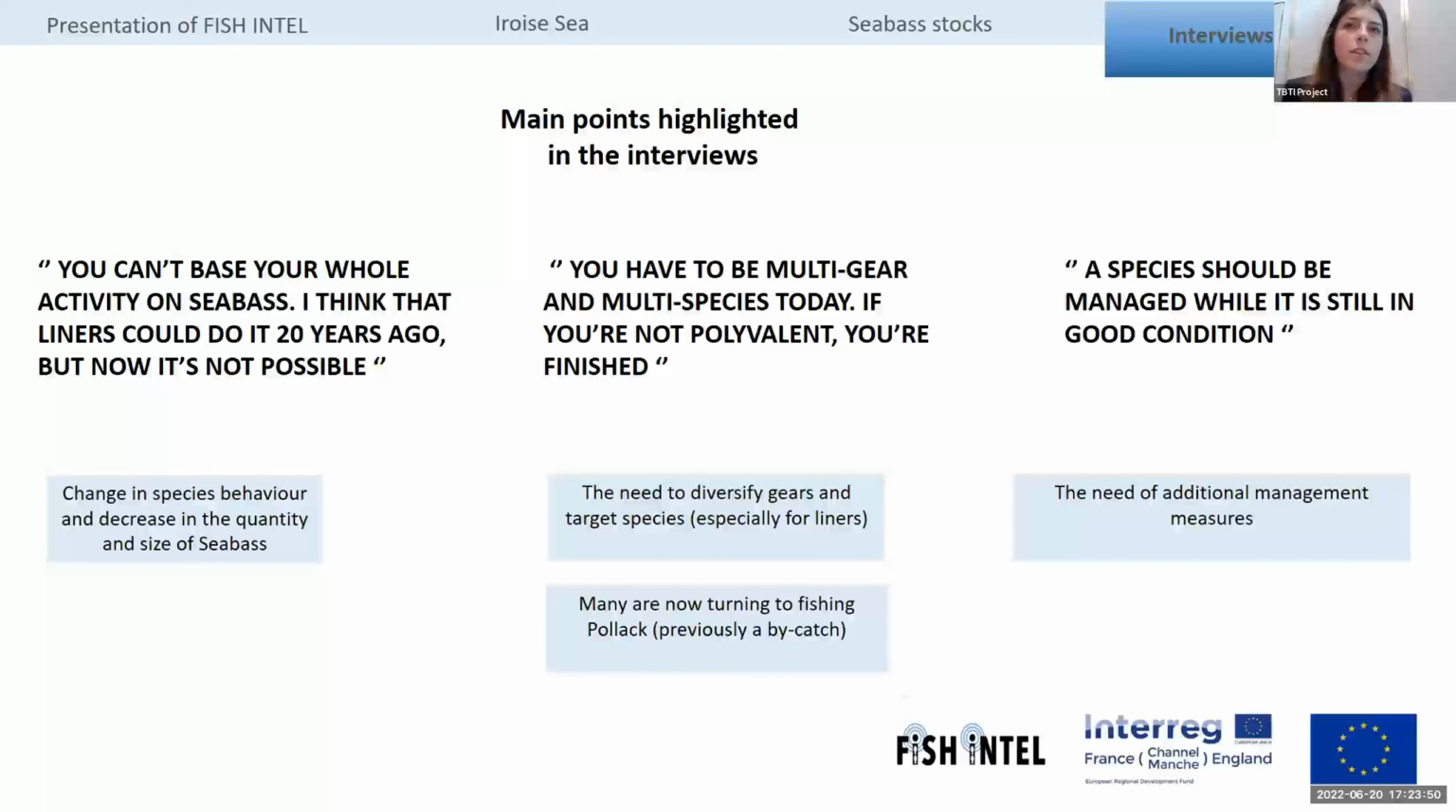So the decline of this sea bass stock, which was for many of them, especially for liners and anglers, the main species they fish, has forced them today to diversify gears and target species, because if not, they cannot still make a living out of fishing, and they could do it 20 years ago, but it's not possible anymore. And that's where it becomes complicated for them, because they have to invest more human and financial resources. They have to learn new techniques. They have to go further and further offshore to find fish.